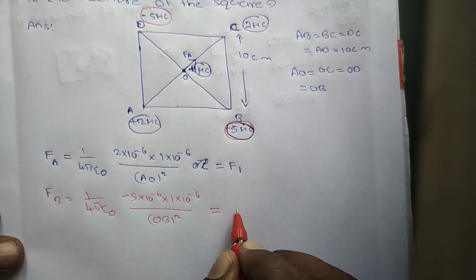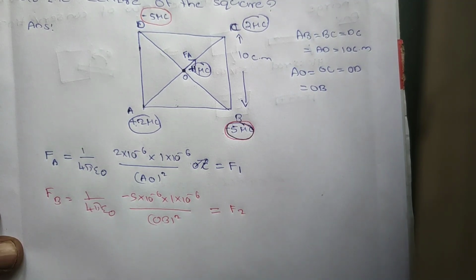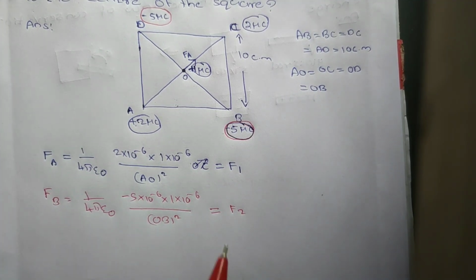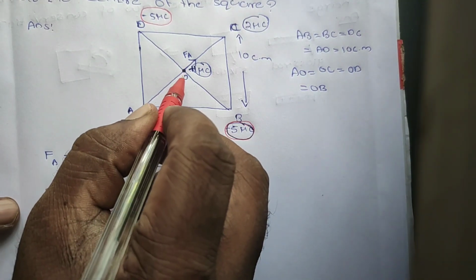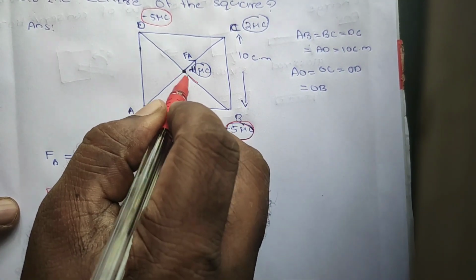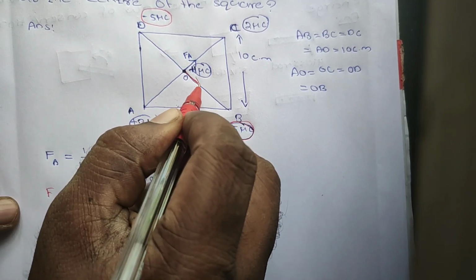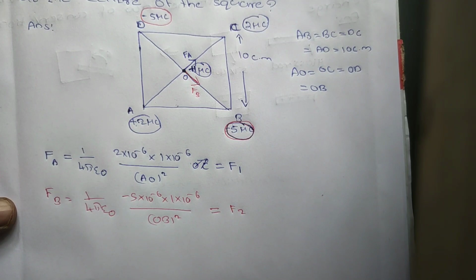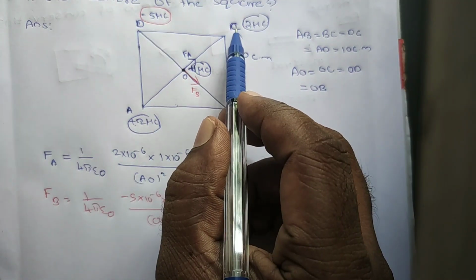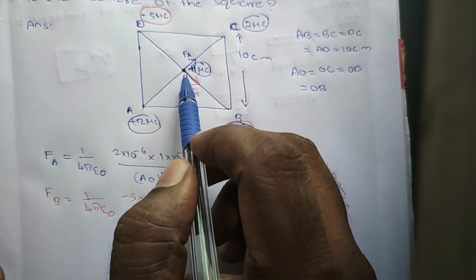I will consider this magnitude as F2. What is the direction of this F2? This is negative sign, this is positive sign, so it is an attractive force. It is acting in this direction. Clear? This direction. This is FB. Clear?